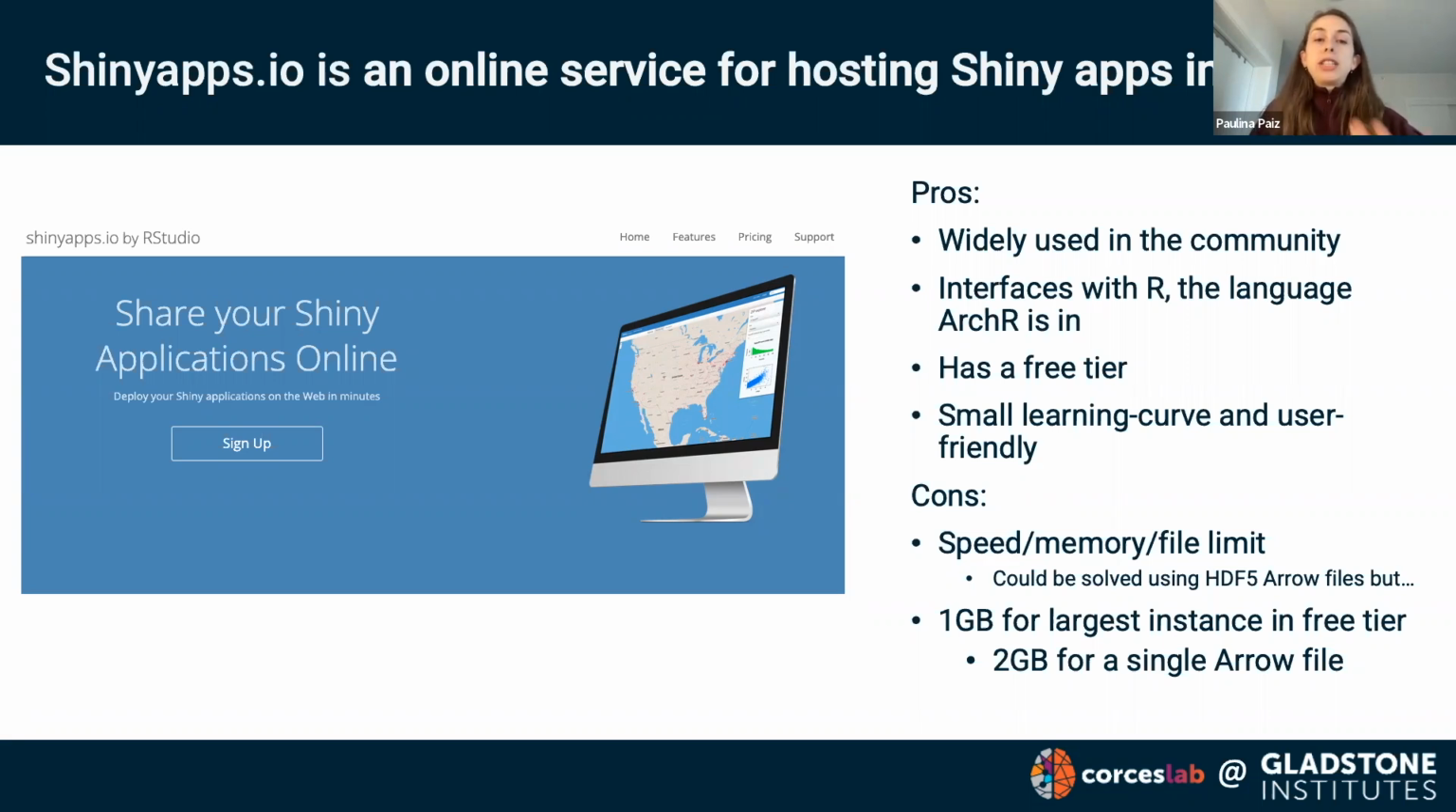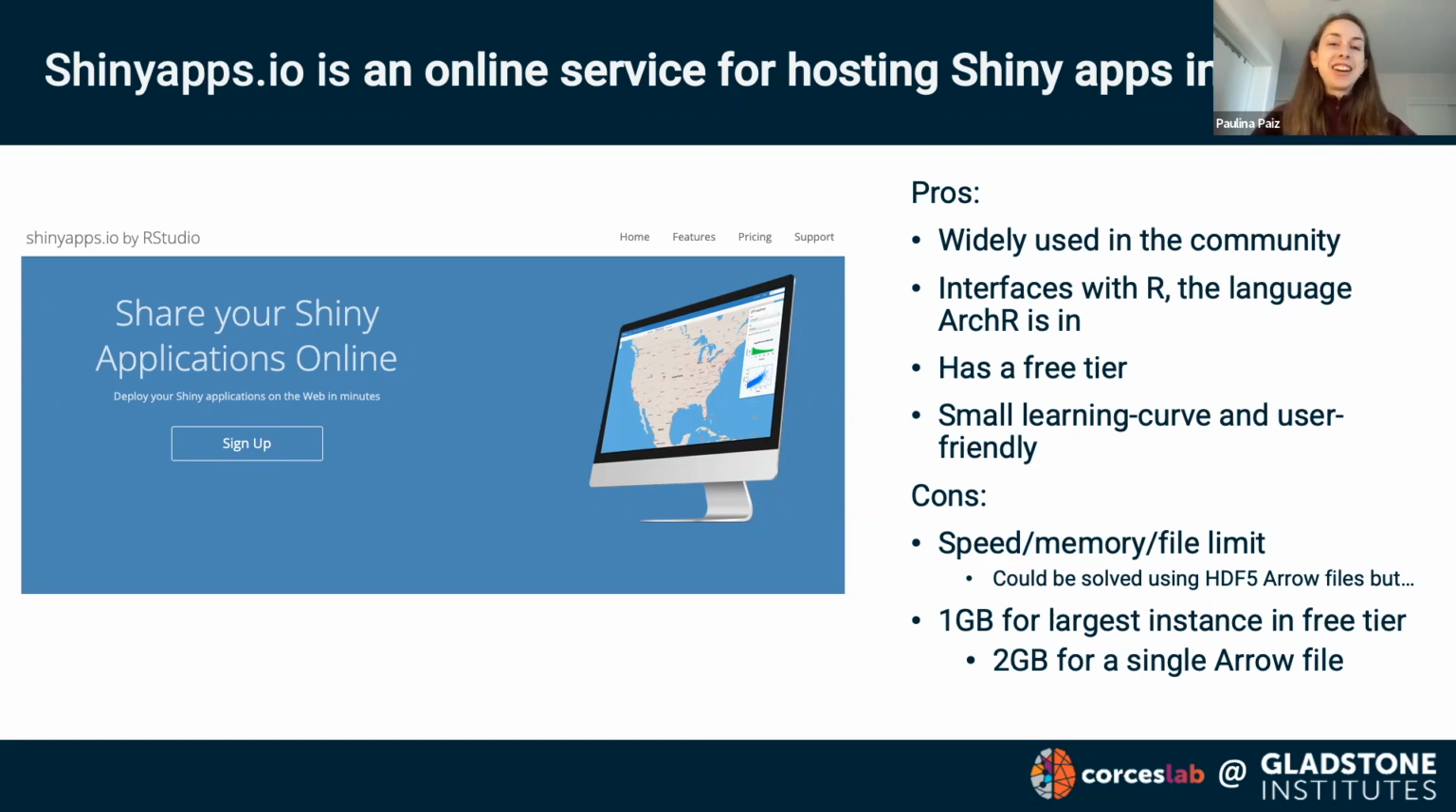But the arrow files that I talked about, the HDF5 files, are around 2 GB for the test ArchR project that we had, which was also only 10,000 cells. And we know that people have projects that have 1 million plus cells. And so we knew that we could not put these HDF5 files into shinyapps.io. So we had to find another way to compress them. And we could not call the National Center for Supercomputing to help us.